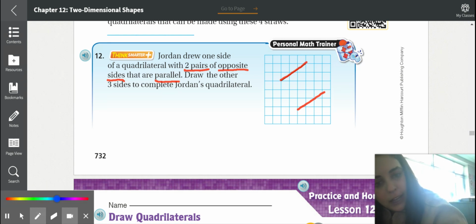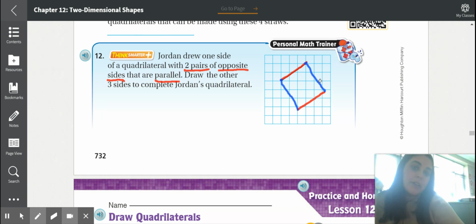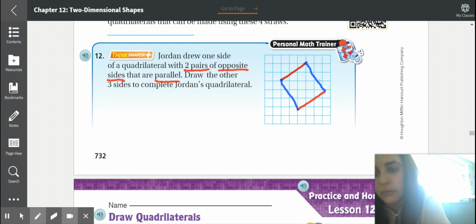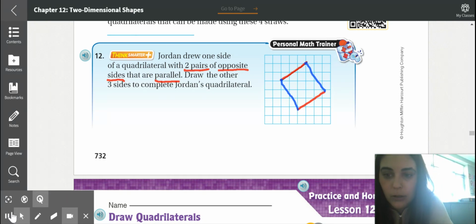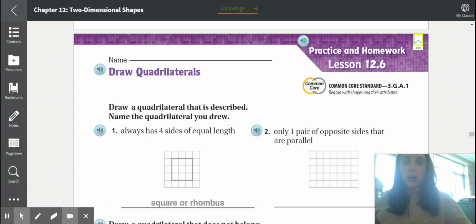And to make it a quadrilateral, we have to have four sides. So that means this side and this side are also parallel. So that is a shape that he could have been drawing. Okay, we're going to stop there. And then I want you to continue on and finish your homework.